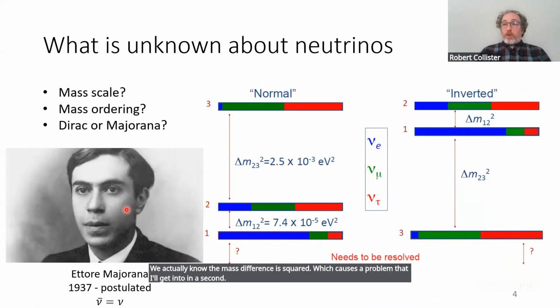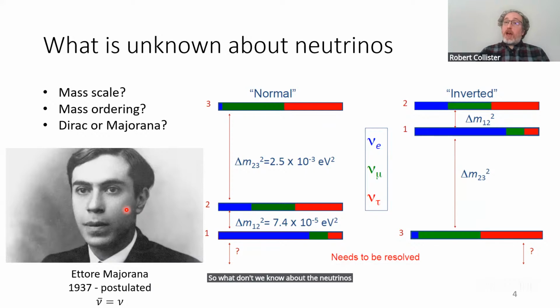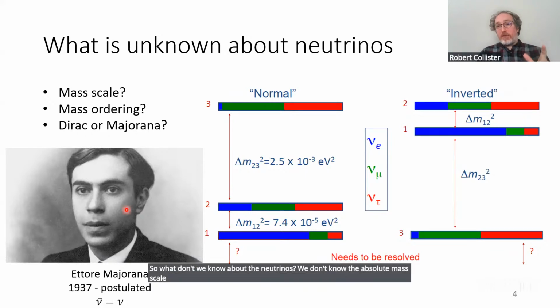So what don't we know about the neutrinos? We don't know the absolute mass scale. Because we only know those mass differences, we don't know where the actual masses are above the value of 0, which they are in the standard model.